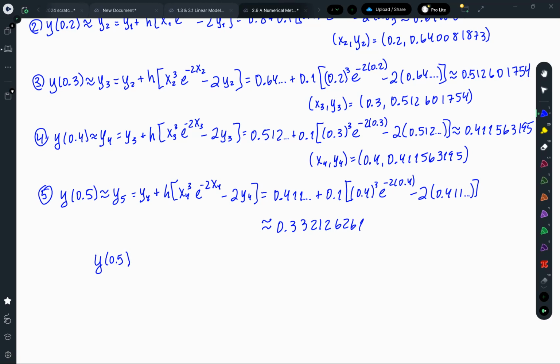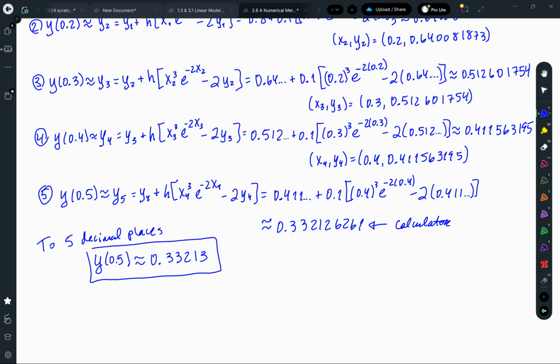Okay, but we can simply say y of 0.5, and let's see, we weren't told any particular decimal place to round to. And so typically we could say, I don't know, 5 decimal places. I have exactly what my calculator gave me. But to 5 decimal places, y of 0.5 is approximately 0.33213. Okay?